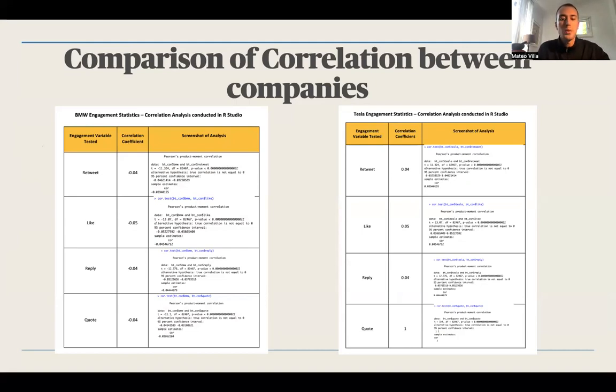When comparing BMW and Tesla's descriptive statistics, it is evident that Tesla has an advantage in almost every metric analyzed. Tesla shows to have the highest engagement in all of the variables present. Furthermore, Tesla's like statistics are the highest within all of the descriptive statistics.